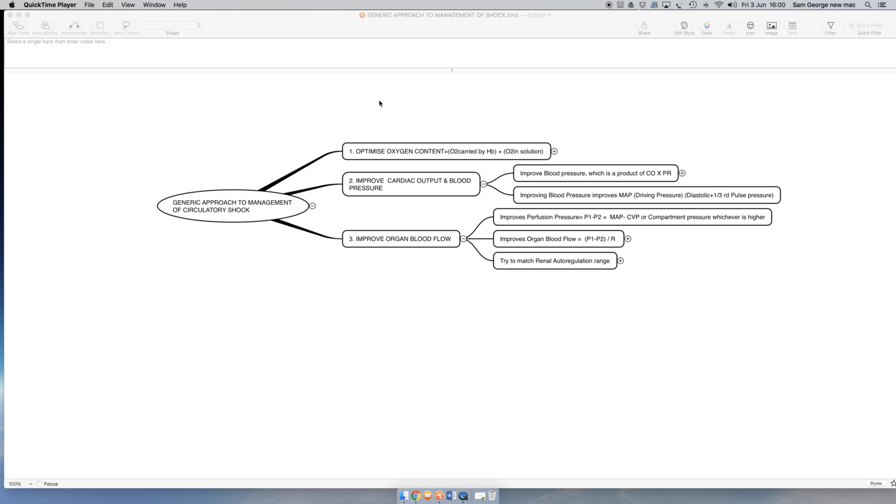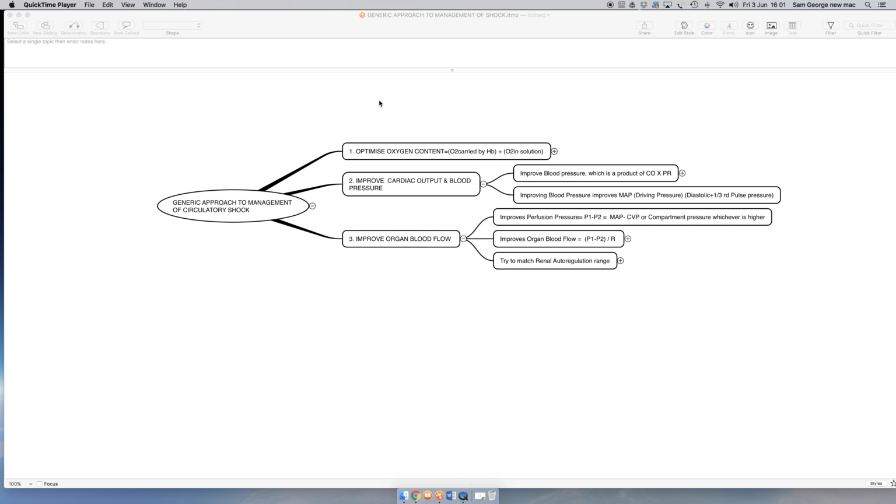And I've often been asked to talk about AKI, acute kidney injury. And what I find is speaking about AKI is quite incomplete without speaking about circulatory shock, because shock itself forms a major component of factors leading to AKI, and therefore understanding the principles of managing circulatory shock is very important. The physiological principles of managing circulatory shock.